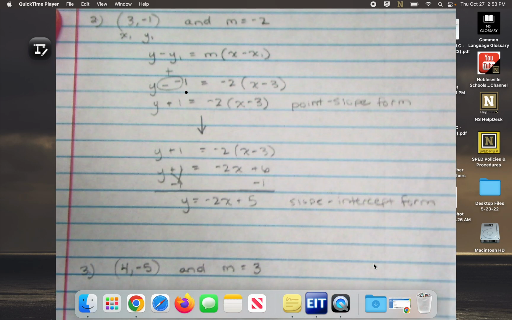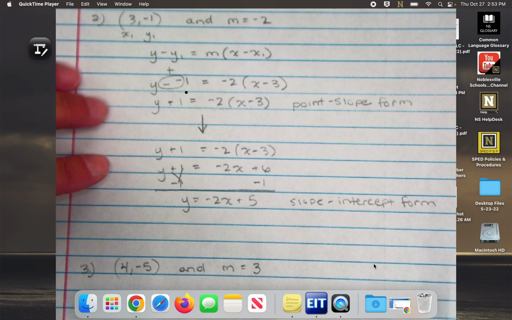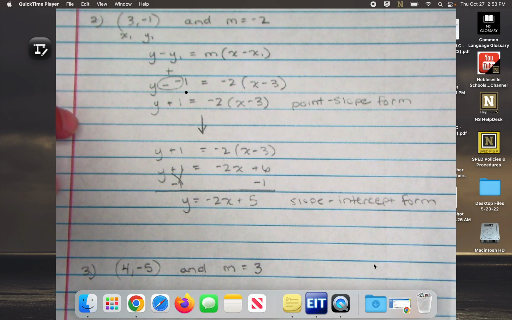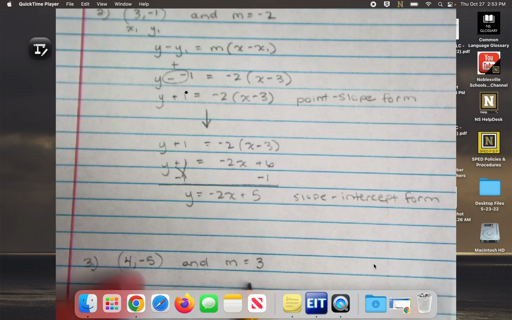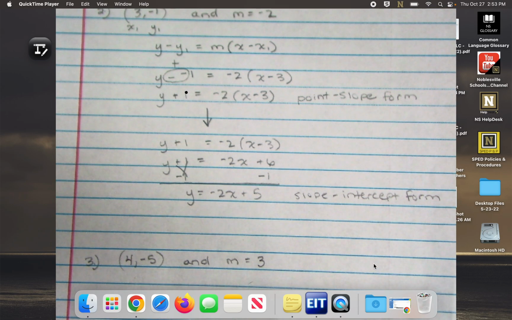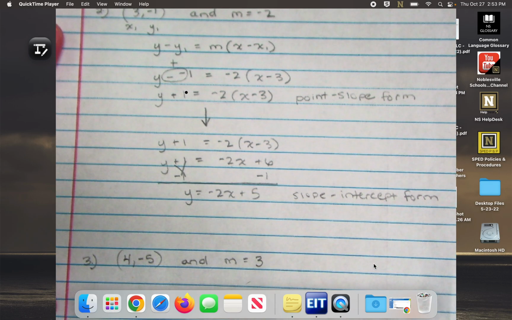Okay, so I want you guys to use example 2 and example 1 to take this point and this slope, put it in point-slope form, and then put it into slope-intercept form. So use the examples you have. Use the formula for point-slope correctly. No shortcuts.